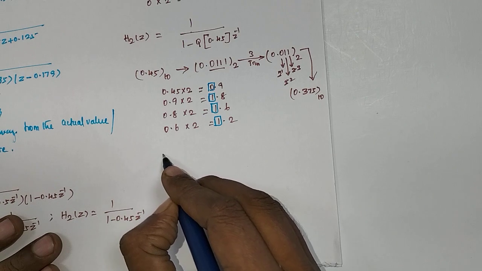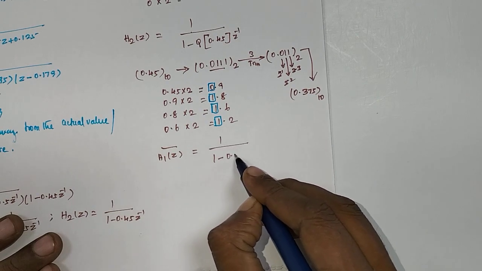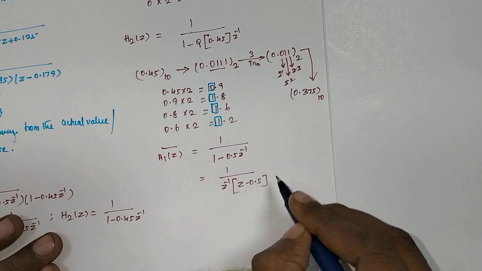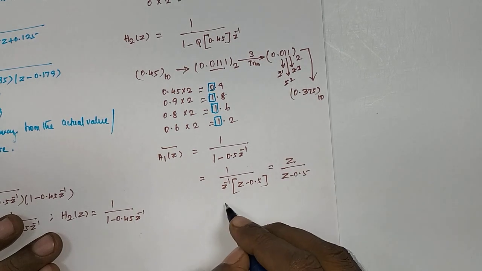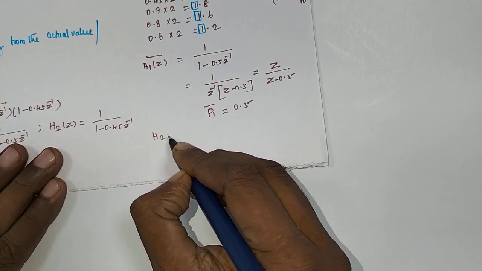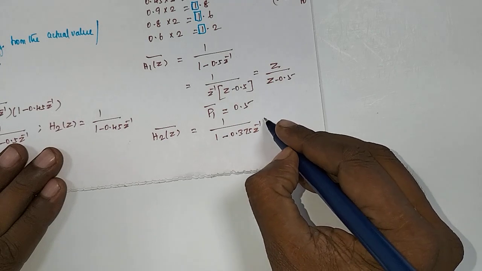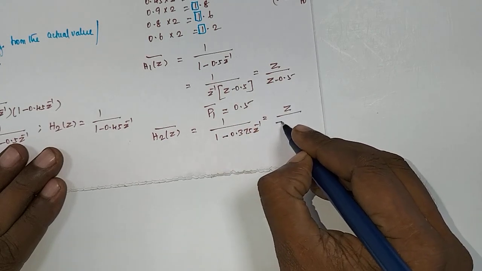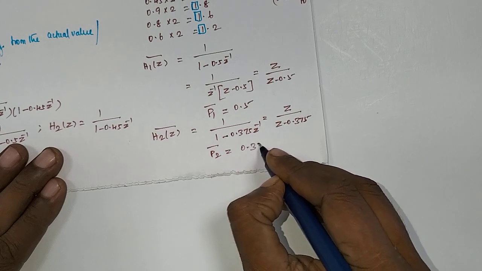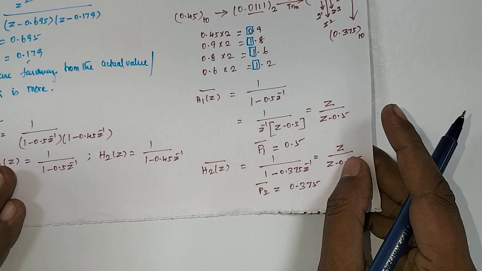So from this, the new quantized value for h1 of z after quantization is 1 minus 0.5 z power minus 1. Then for this I am just taking z power minus 1 common outside, so z minus 0.5, which is equal to z divided by z minus 0.5. So the pole is 0.5, and similarly for second, h2 of z is 1 minus 0.375 z power minus 1. It is equal to, when you take z common outside, z minus 0.375. So after quantization process, my new pole is 0.375.